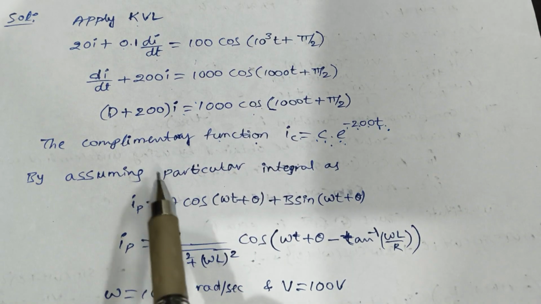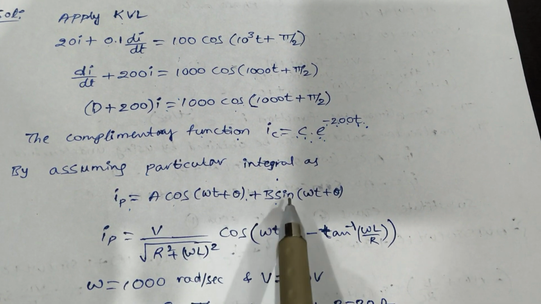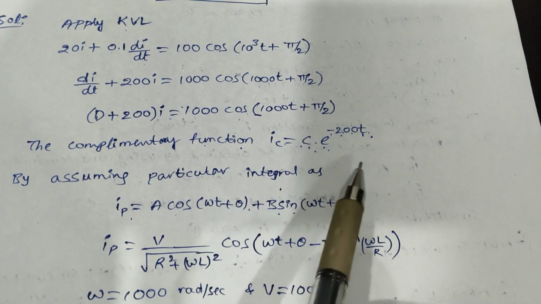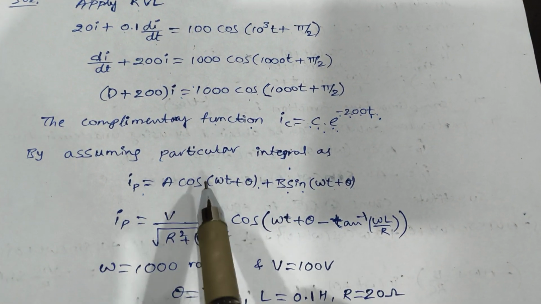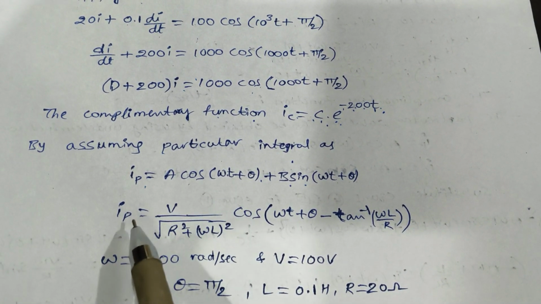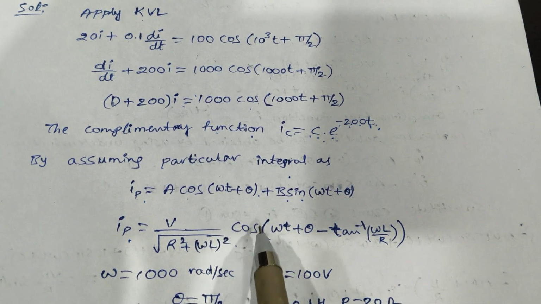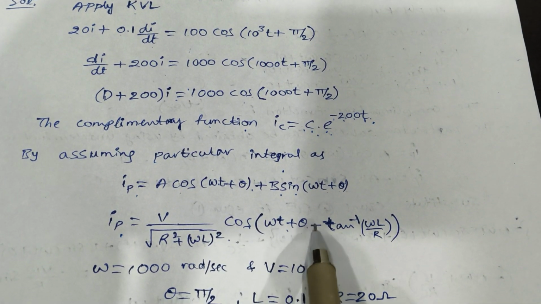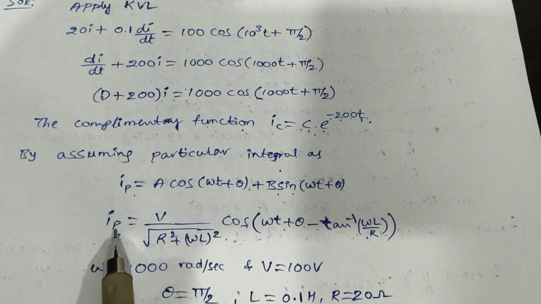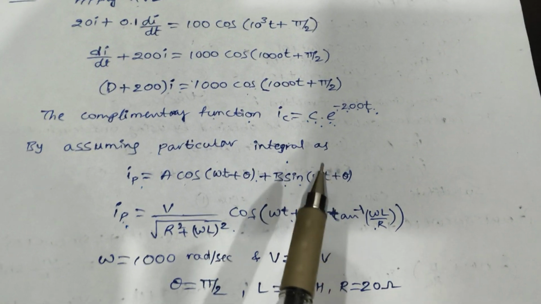By assuming the particular integral as i_p equal to A cos(ωt + θ) plus B sin(ωt + θ), we'll find the complete solution. We have already seen the derivation. From the derivation, we got i_p equal to V divided by the square root of R squared plus (ωL) squared, times cos(ωt + θ minus tan inverse of ωL/R). This is the particular integral solution, which we already saw in the previous derivation.